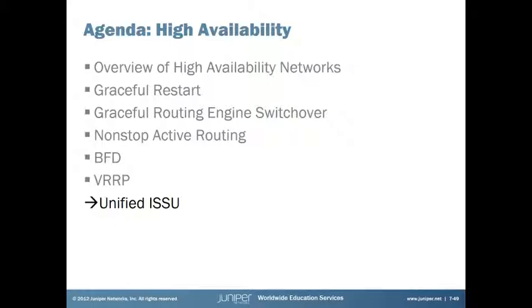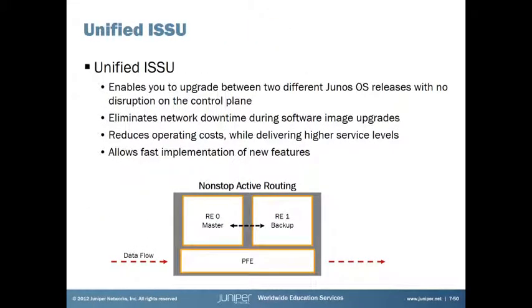And the final thing we want to cover for today is unified ISSU, which really just allows us to upgrade the software on our router. In-service software update is what ISSU stands for. In-service software update enables you to upgrade between two different Junos OS releases with no disruption to the control plane, eliminates network downtime during the software image upgrade, and reduces operating costs by delivering higher service levels, sounds like the marketing department got involved here, and allows fast implementation of new features.